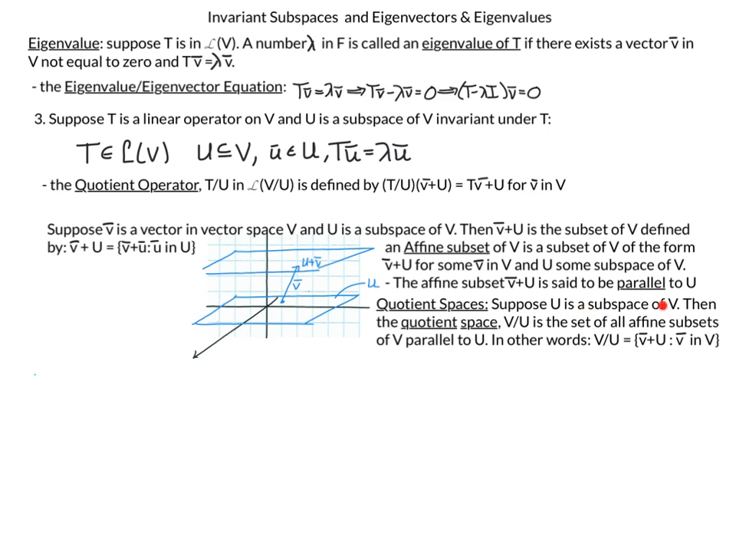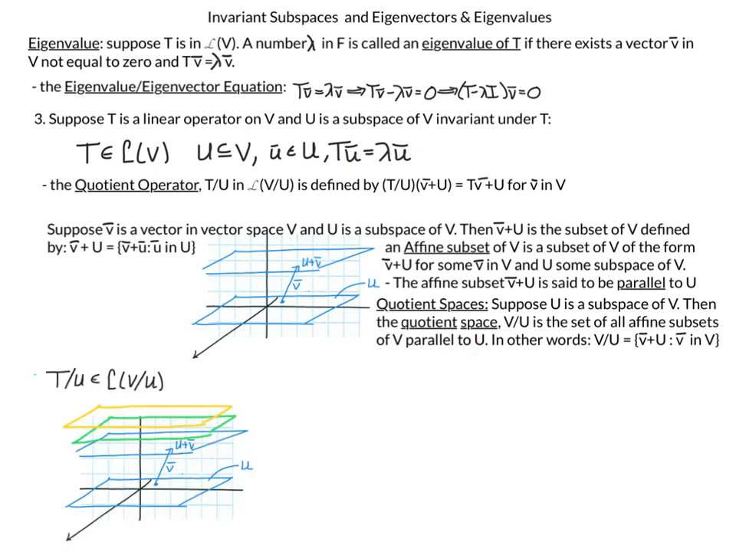Suppose U is a subspace of V, then the quotient space V over U is the set of all affine subsets of V parallel to U. Here are our affine subsets. So here's one displacement of U by a vector v. A different vector v will give us this plane that's parallel to U but offset. Another vector v will give us this yellow plane.